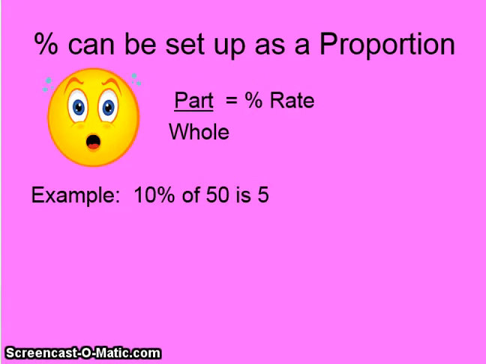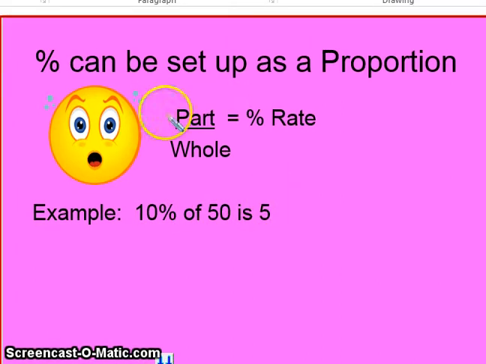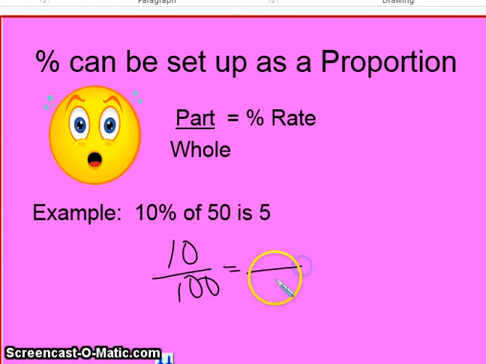Alright, so percentages can also be set up as proportions. We set it up as the part divided by the whole equals the percent over 100, because a percent is always over 100. For example, 10% of 50 is 5 can be set up as 10 over 100 equals, and now we're finding a percent of 50, so 50 is our whole and goes in the denominator, and 5 is the part. So 10 of 100 is the same as 5 of 50.